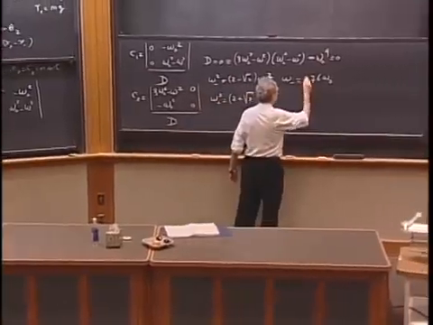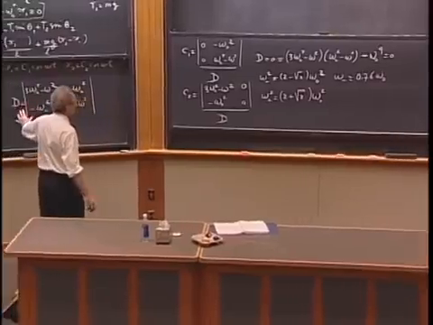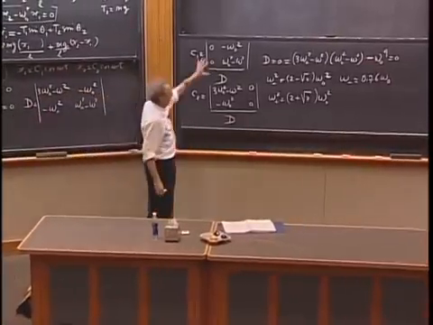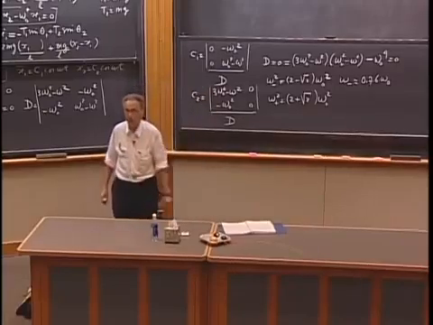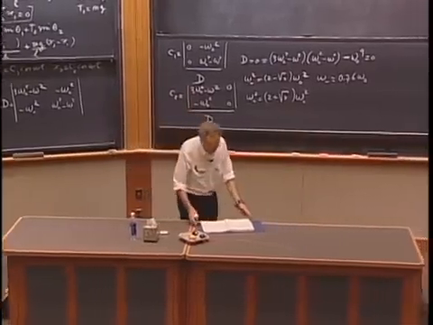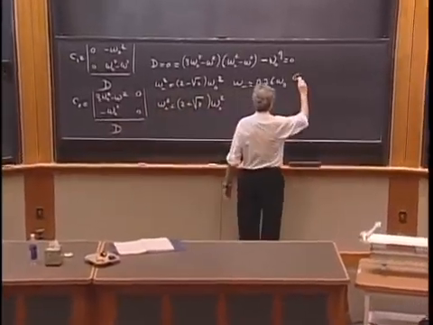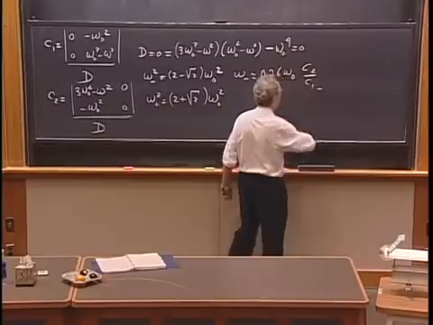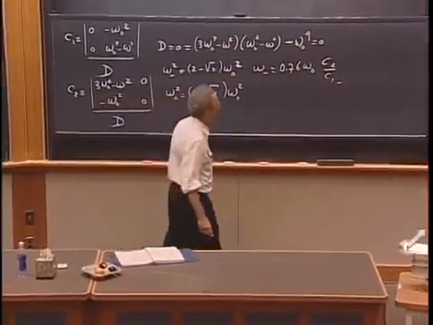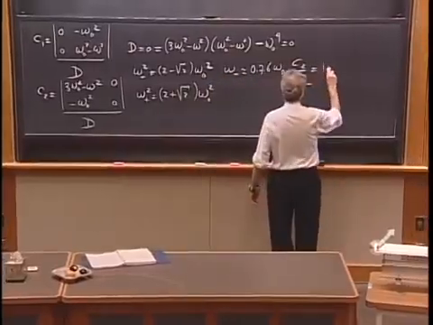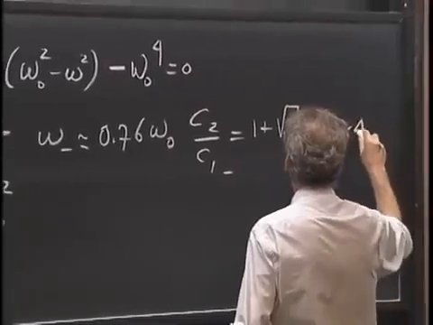And then I can substitute this value for omega either back into my equations, or back into this if you want to. You get 0 divided by 0, which is not going to be 0. And you're going to find then that C2 divided by C1 in that minus mode, in that lowest possible mode, is 1 plus the square root of 2, which is approximately plus 2.4.